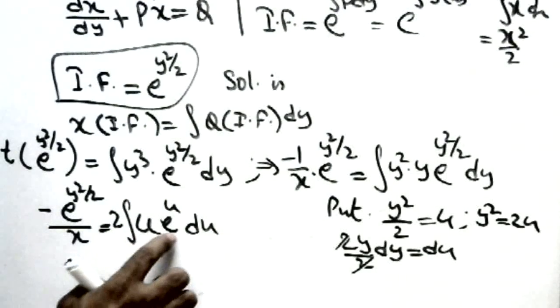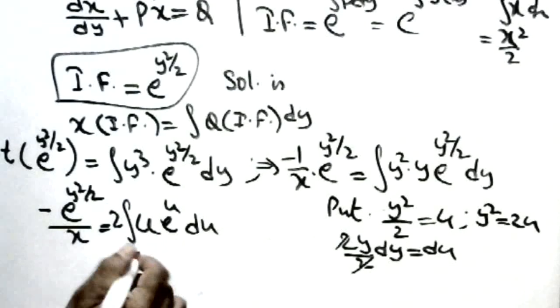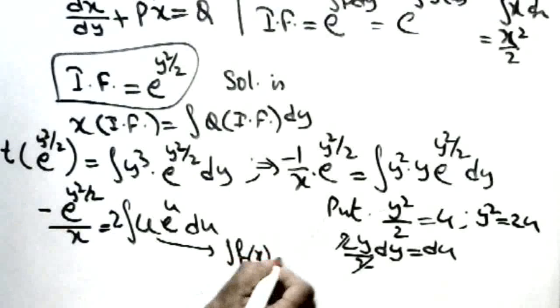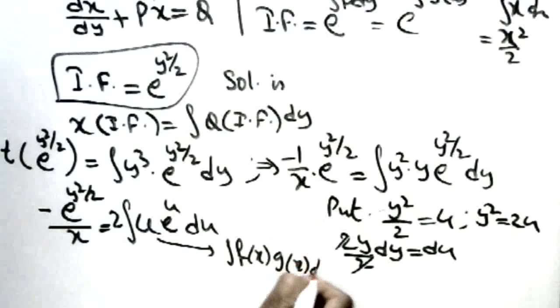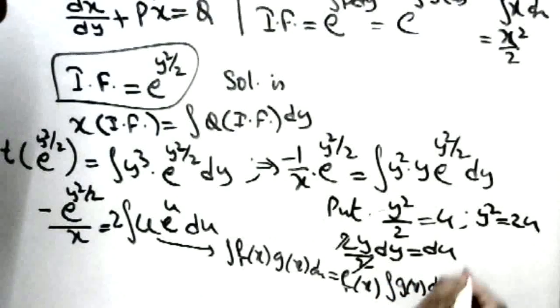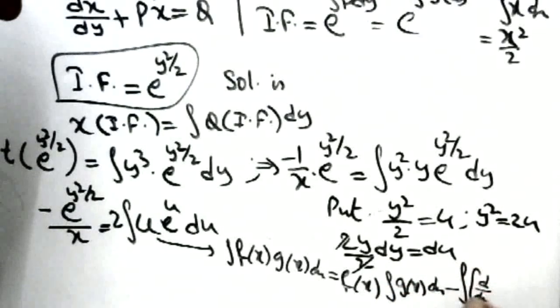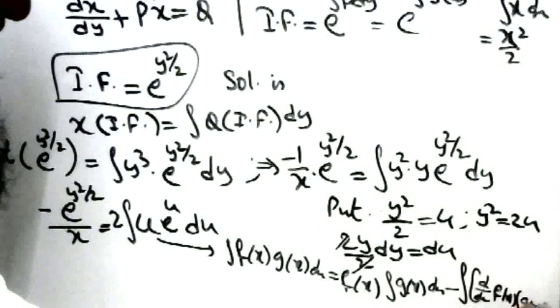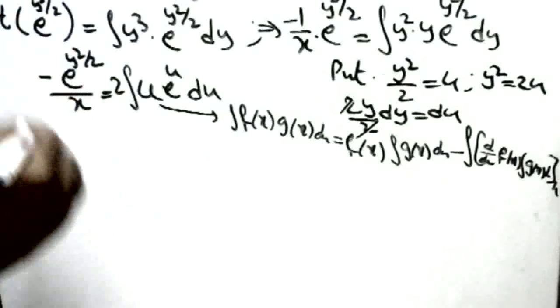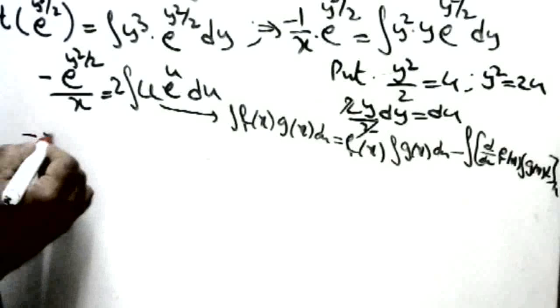Now this is of the form integration by parts. For this we use the formula: integration of f of x into g of x dx equals f of x into integration of g of x dx, minus whole integration of d by dx of f of x into integration of g of x dx, whole dx. We already used this formula in the previous class.